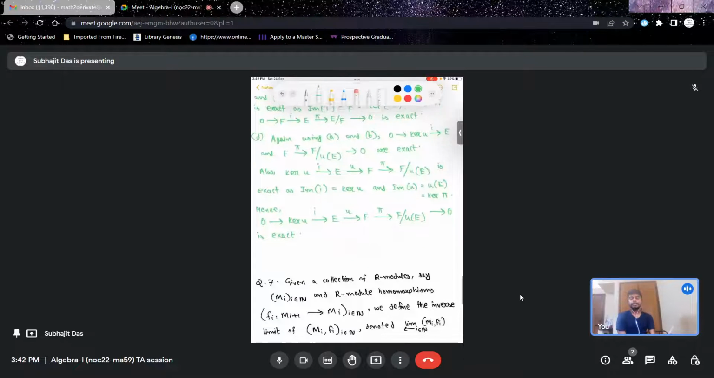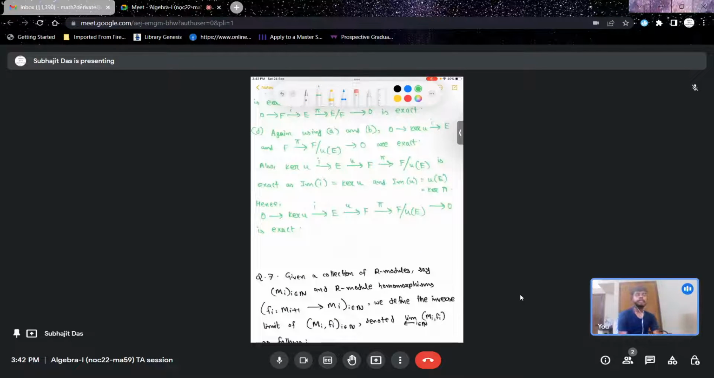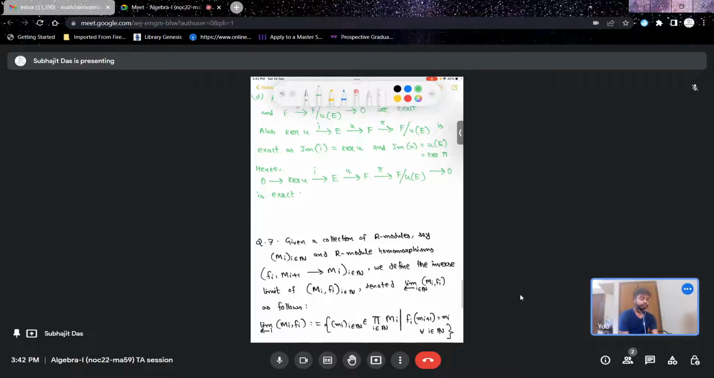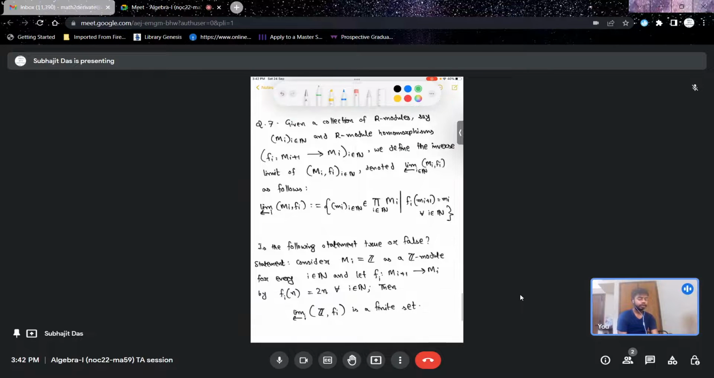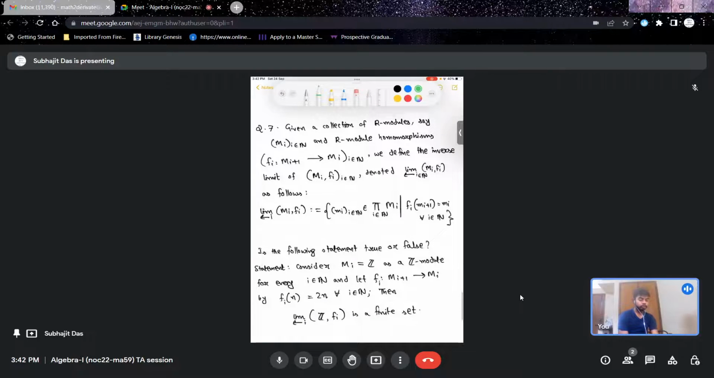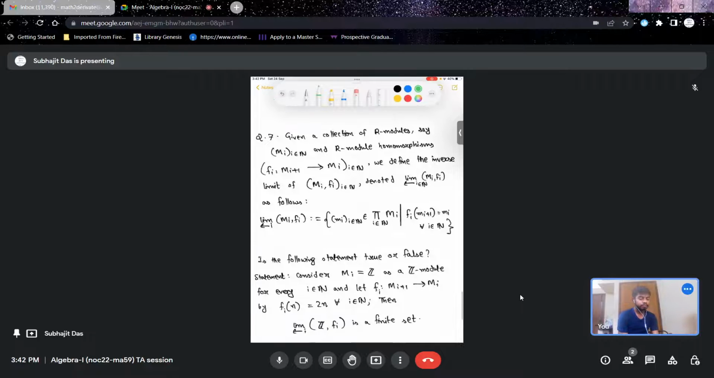So exact sequences are very important. They are very important. The notion of an exact sequence is very important in algebra. Okay. So we move on to our final problem. But before we do that, this is about a very useful notion in module theory, which is the notion of an inverse limit.